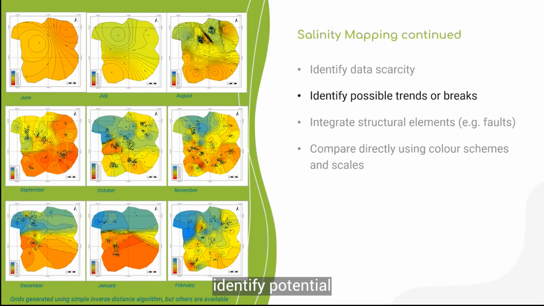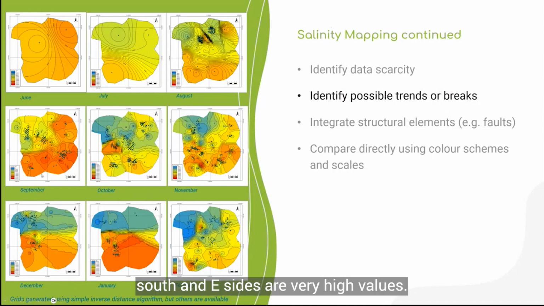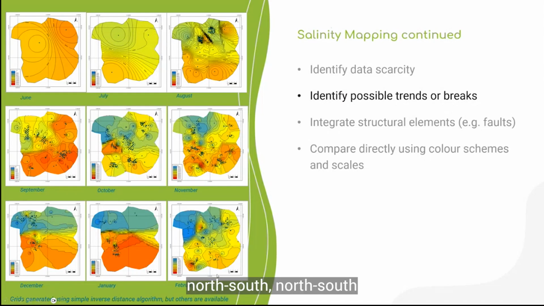And we're able to identify potential trends from month to month. You can see lots of low values on the northwest side here, but the south and east sides are very high values. And then by the time we're getting into the later stages of this, it's actually north-south, and then back to the northwest, southeast trends. What does that mean?